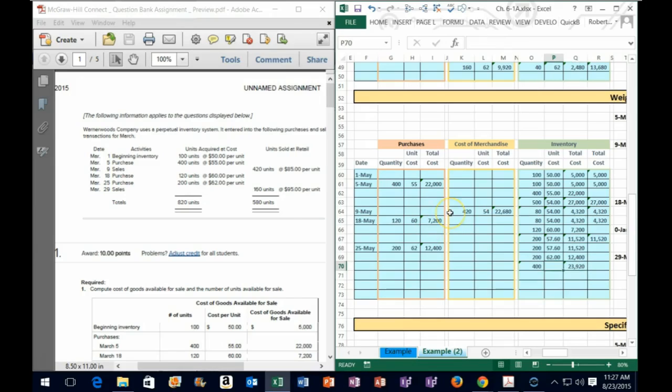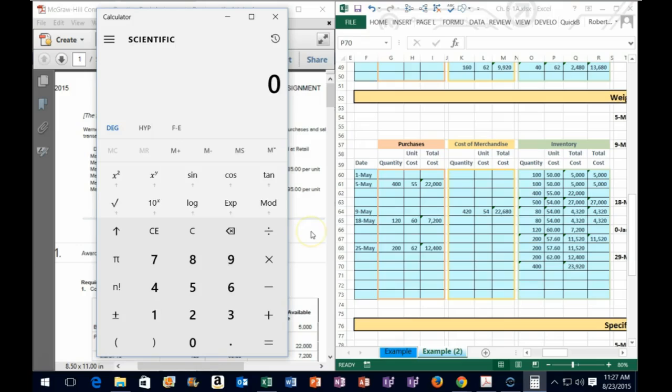Then we need to divide those two out. We pull out the calculator. It's 23,920 divided by 400 gives us 59.80. If we do that here in this calculation, equals left arrow once, divided by, right arrow once, divided by, left arrow once, enter, and we get the 59.80. Then if we were to recalculate that, we have 400 units at about 59.80.